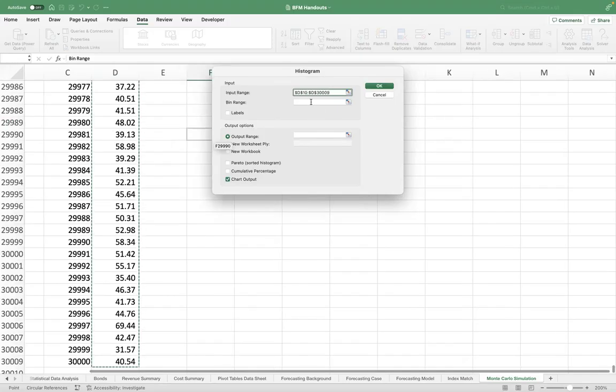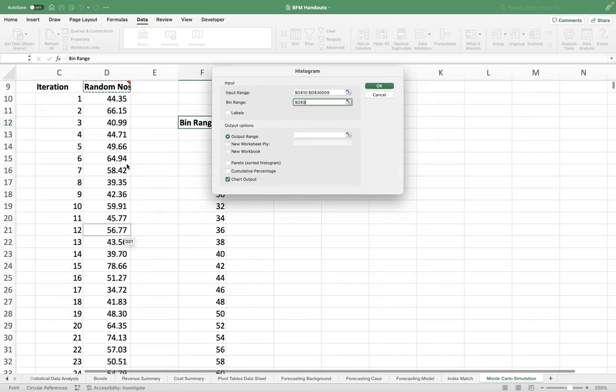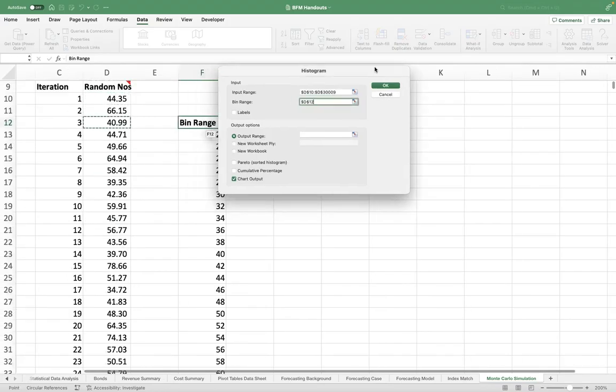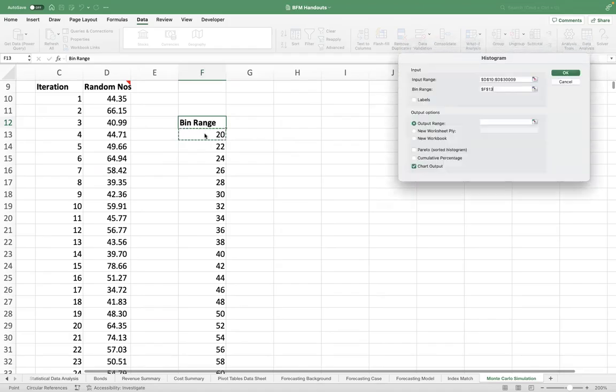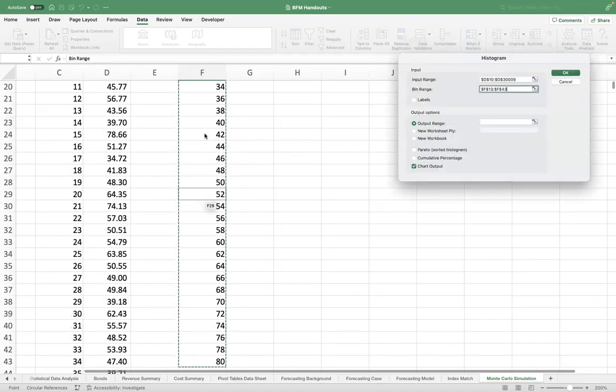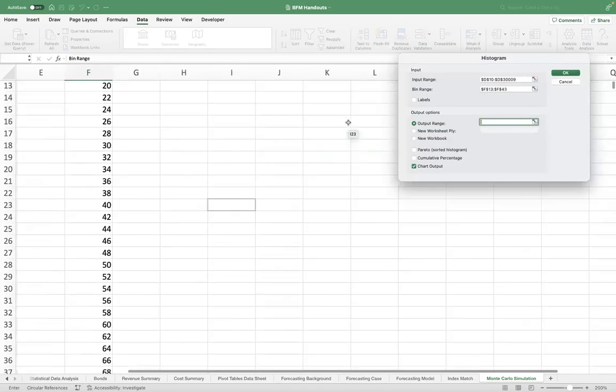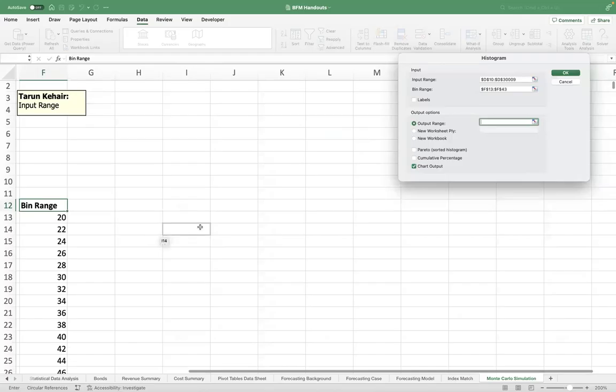What is your bin range? The one which we just created, 20 से 80 वाला, this one. 20 to 80 is your bin range. ठीक है ना? Output range आप same worksheet में ले लो. No need to go to a new worksheet. Just next to the bin range somewhere here, you can create output range.